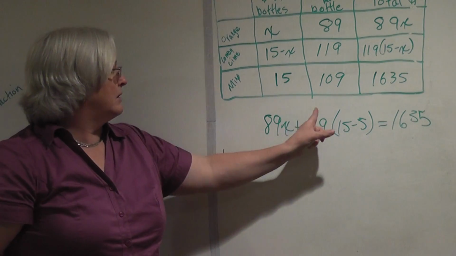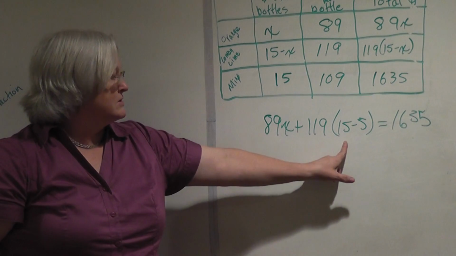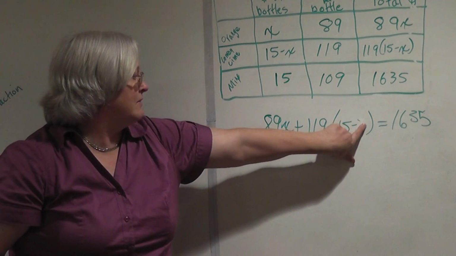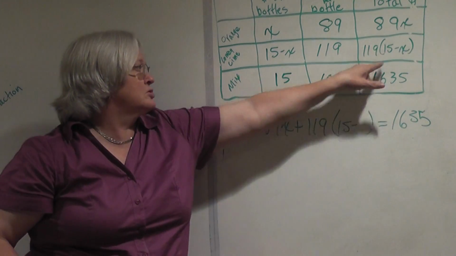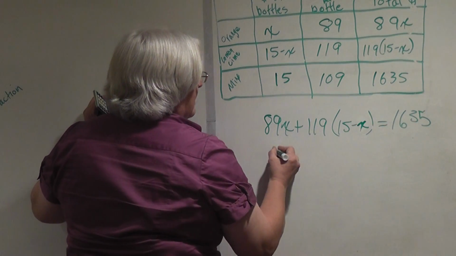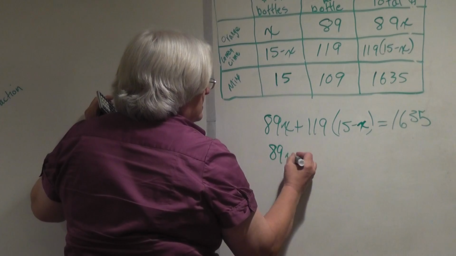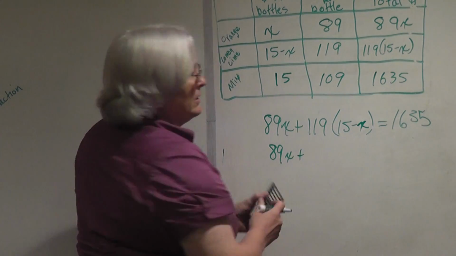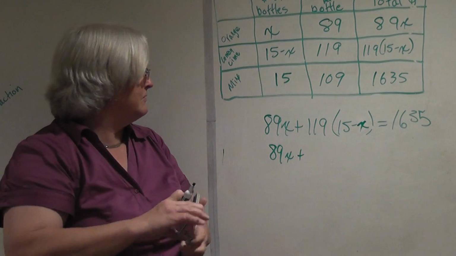We're going to carry out our distribution. See here where I have 15 minus 5, obviously that's not what that's supposed to be. It should be 15 minus x. So we now have 89x plus 119 times 15.